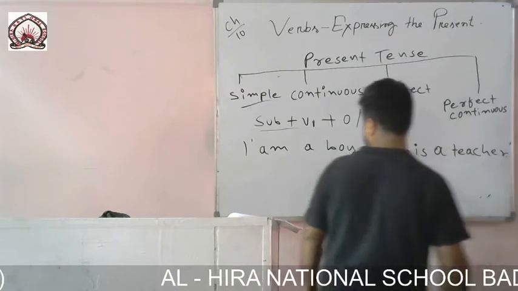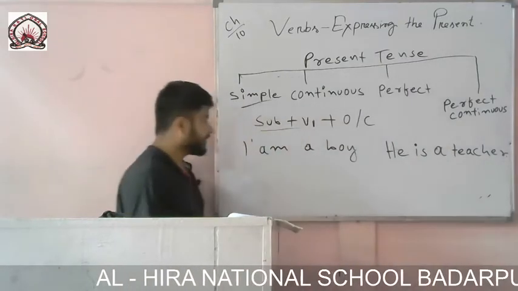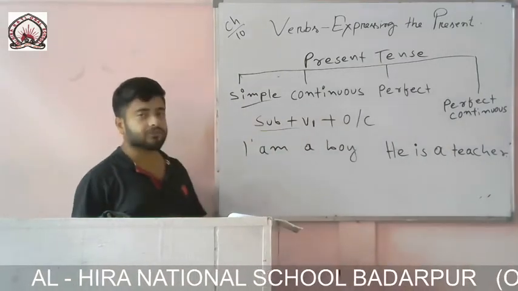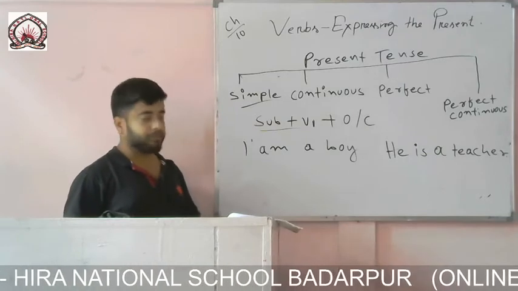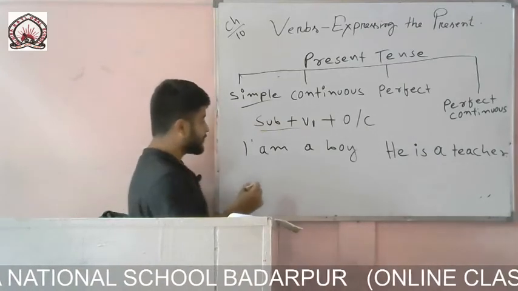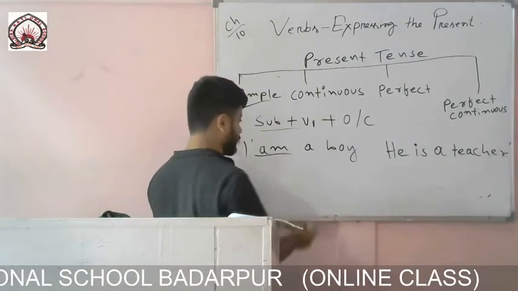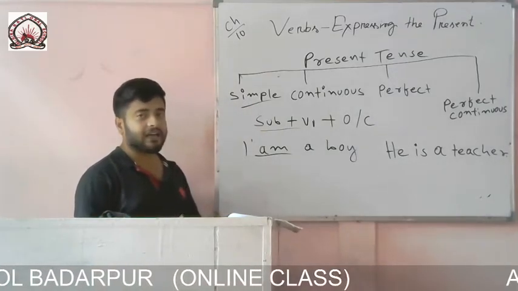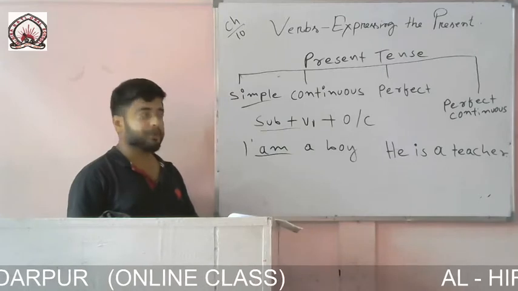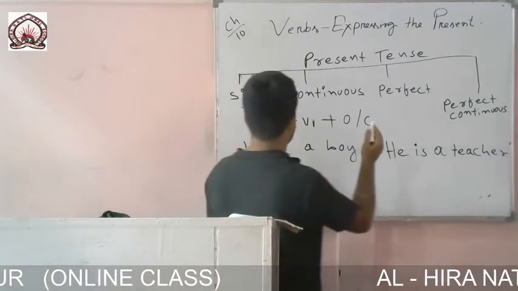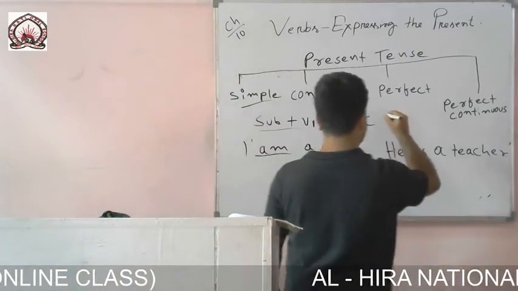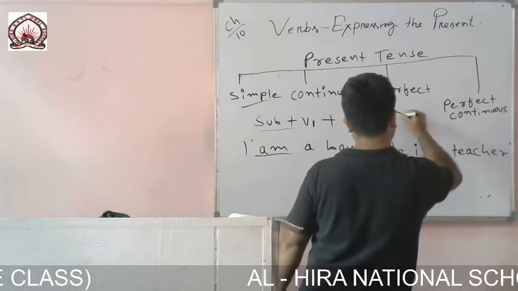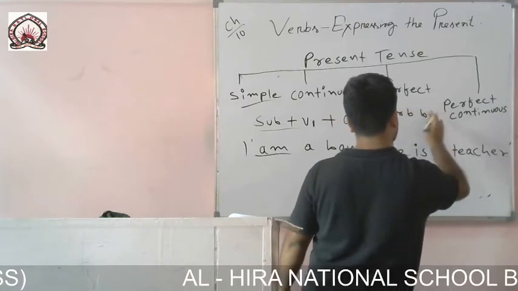He is a teacher. Now here you can see there is no main verb, there is no direct verb. In place of the direct verb, what can we see? We can see am, that is verb be. We know that am, is, are, in present tense, are verb be. B-E, verb be. They are verb be.